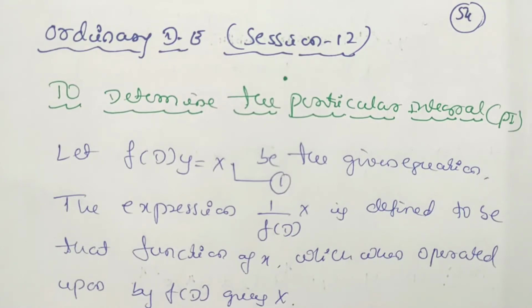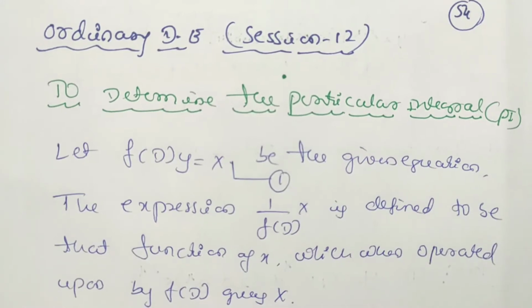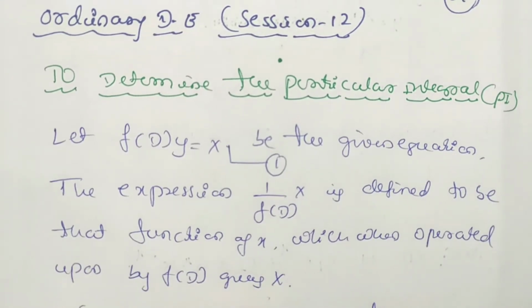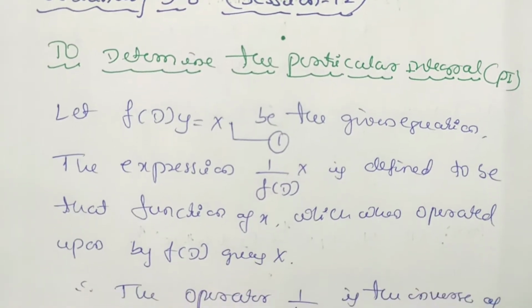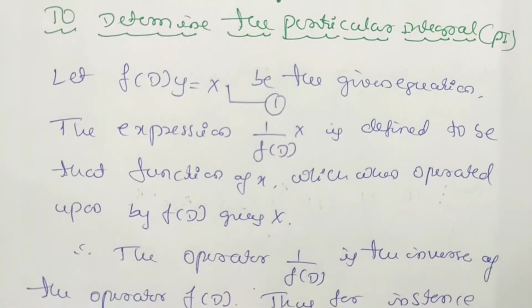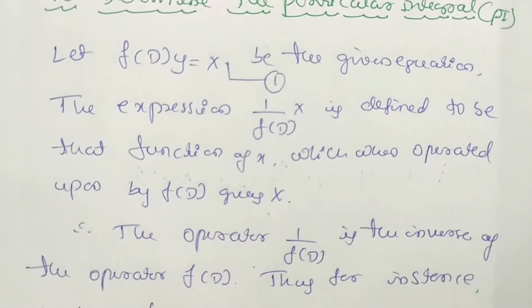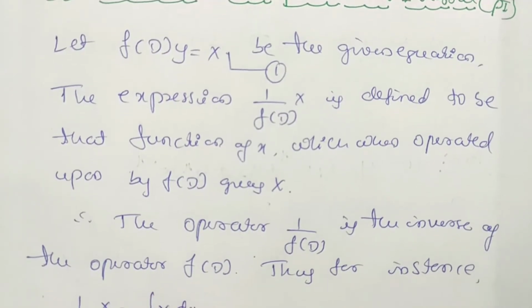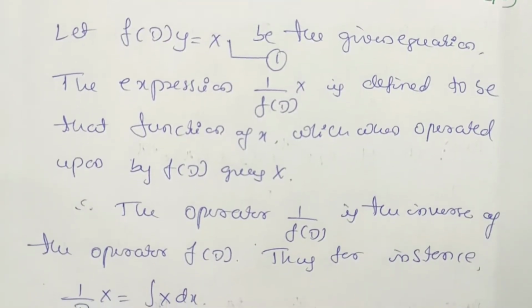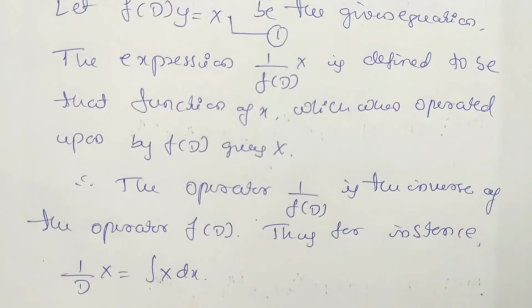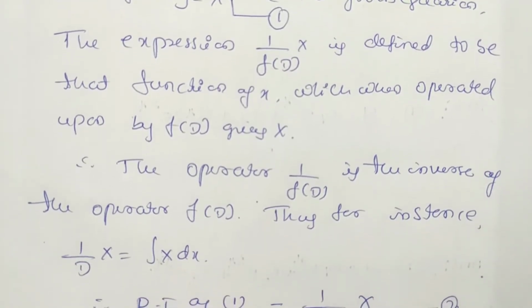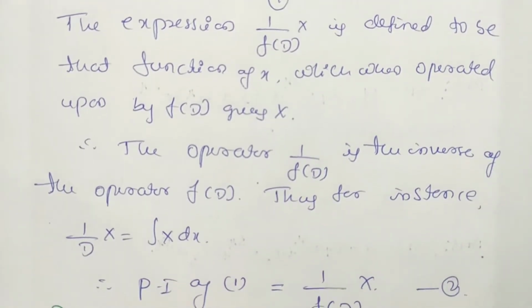Then the expression 1 by f of D of x is defined to be that function of x which, when operated upon by f of D, gives x. So therefore the operator 1 by f of D is the inverse operator of f of D. Thus 1 by D of x is equal to integration of x dx. Here we have some different cases of x.